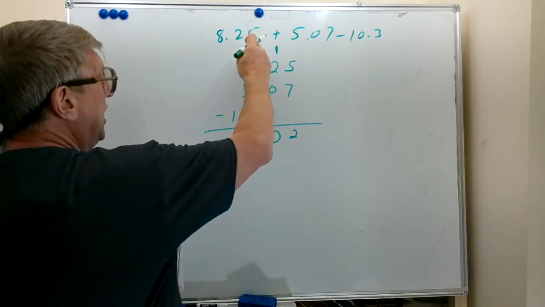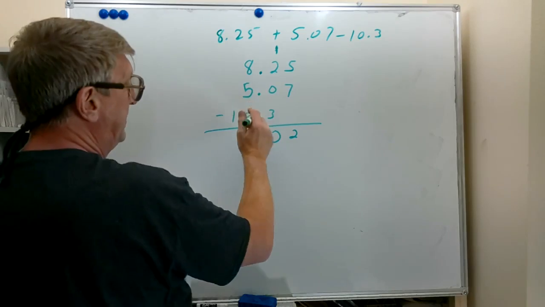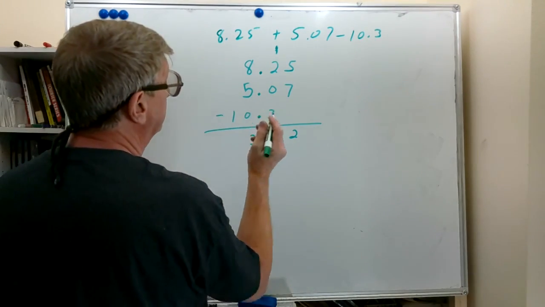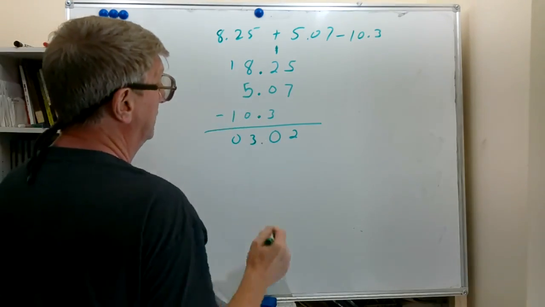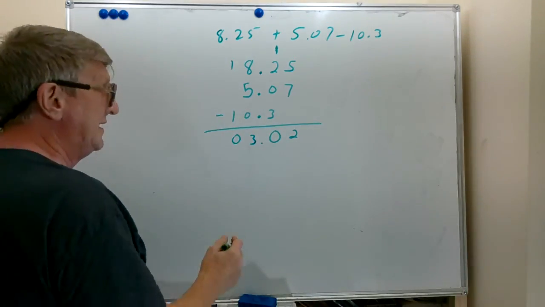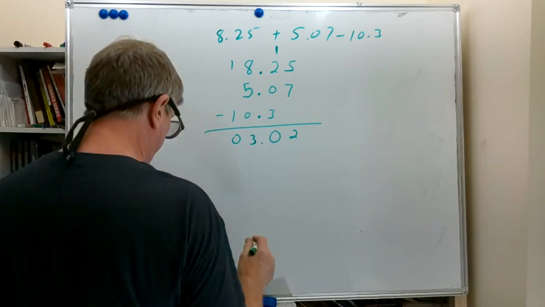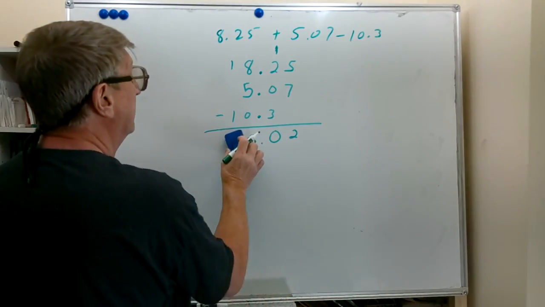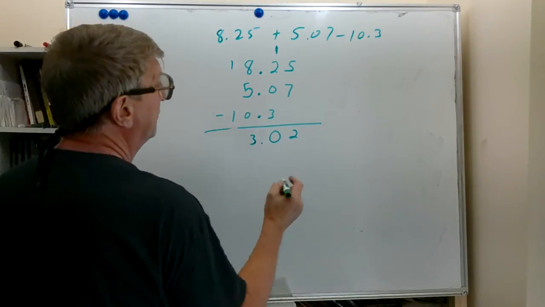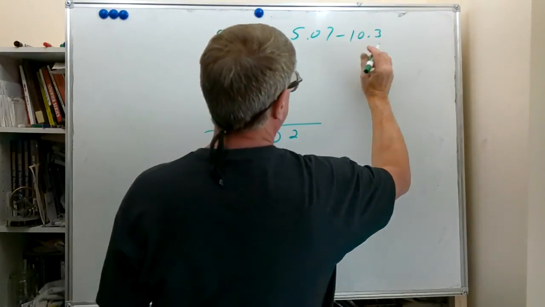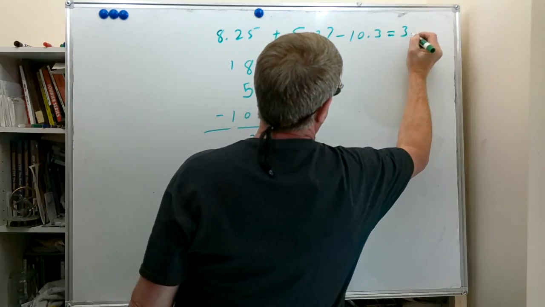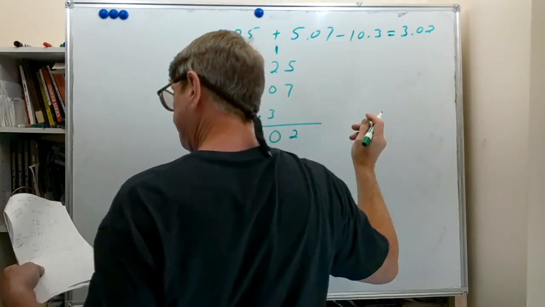We go to the next column. 8 plus 5 is 13, minus 0, there's a 3. We carry the 1, but 1 minus 1 is 0. And we don't really need to write down the leading 0, so we can just eliminate that. So what we've learned is 8.25 plus 5.07 minus 10.3 is equal to 3.02.